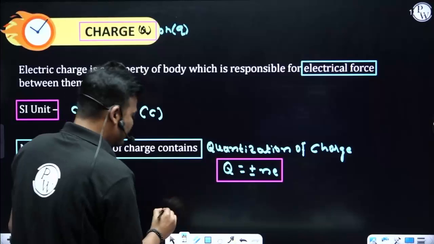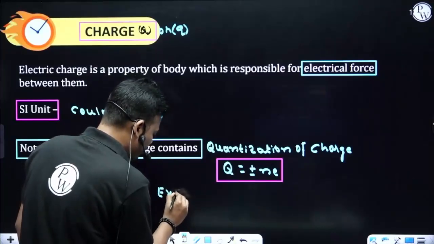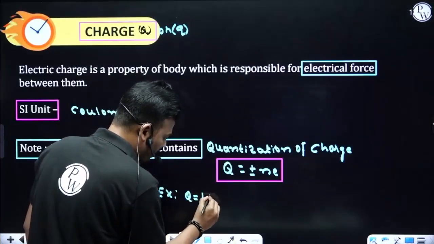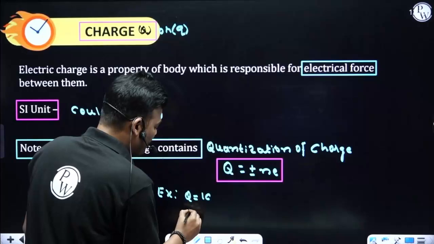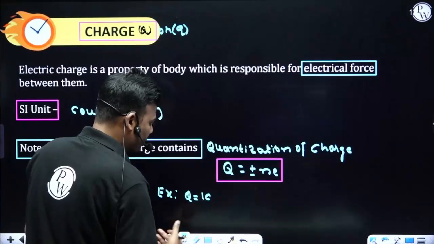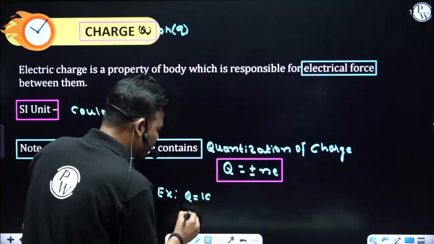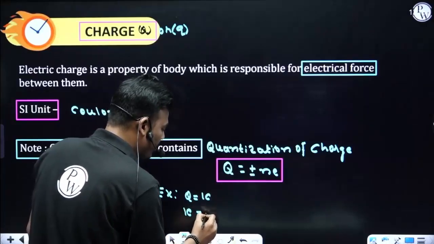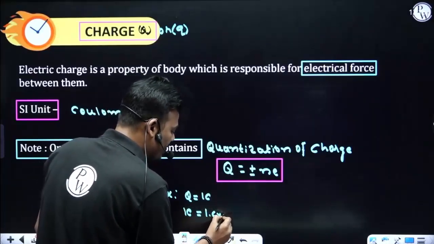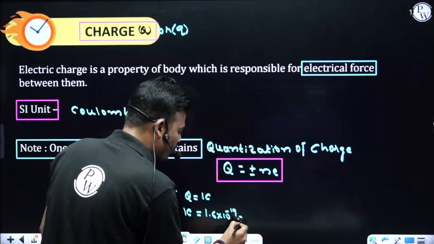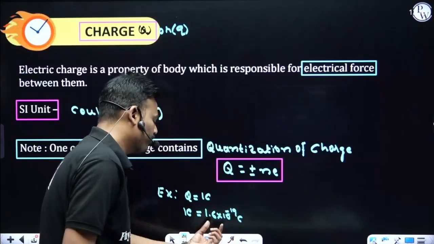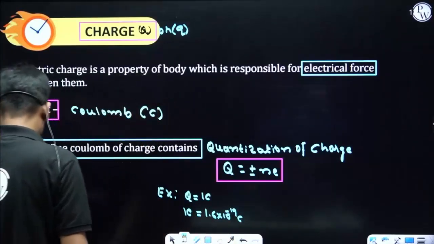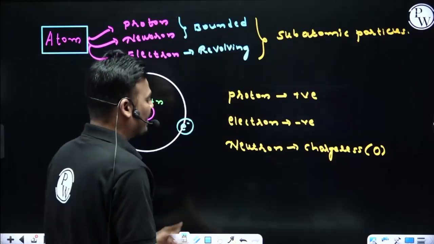For example, if a charge is 1 coulomb, and the charge on an electron, we will see in the next slide, is about 1.6 into 10 power minus 19 coulomb. So where did you get this value? This is the basic information of a proton, electron and a neutron.